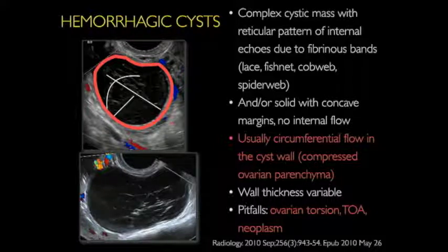So usually a hemorrhagic cyst is a complex cystic mass with a reticular pattern of internal echoes, and these are due to the fibrinous bands. Sometimes they're described as lace or fishnet in appearance. Now, however, if you image the patient when they have hyperacute hemorrhage, then these masses can look more dense, and there shouldn't be any flow within it, but you can see a stretched wall, normal ovarian parenchyma, and flow within that wall. And then, of course, pitfalls could be ovarian torsion or tubo-ovarian abscess, or sometimes even neoplasm.